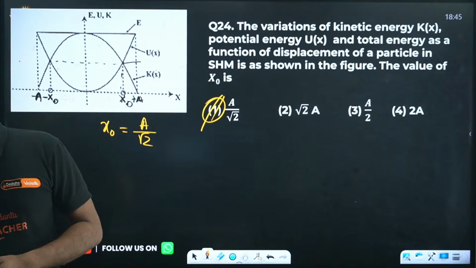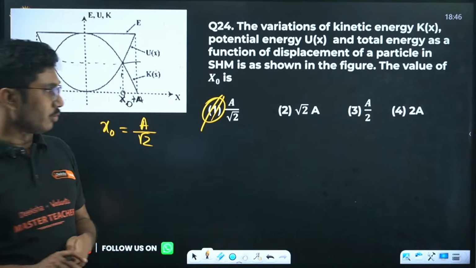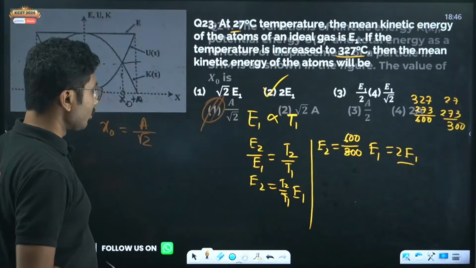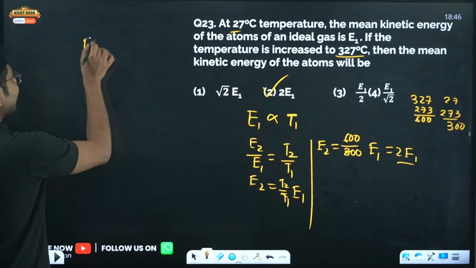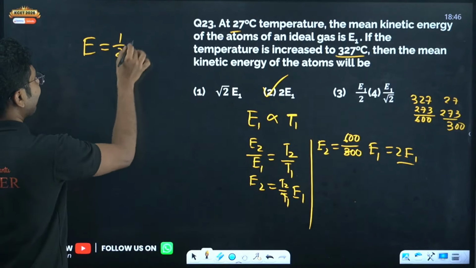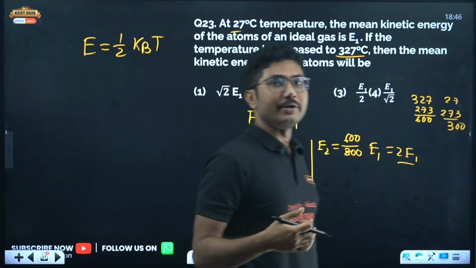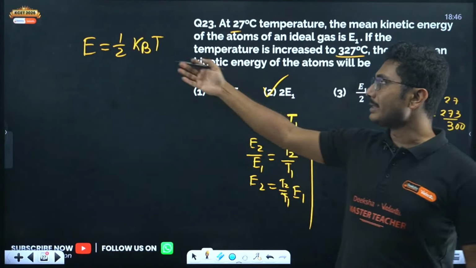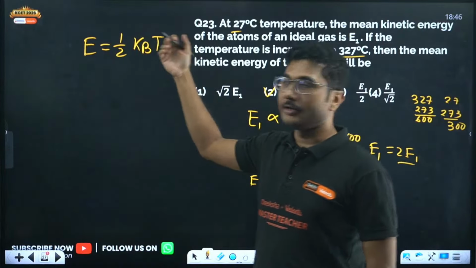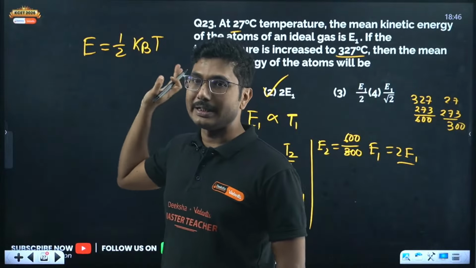Proportional to root of 2? No. Proportional to root of 2, no. So energy is half kBT, the mean energy per molecule per degree of freedom. Mean energy per molecule per degree of freedom is half kBT.